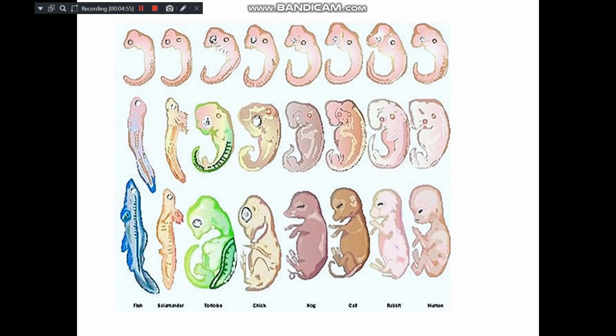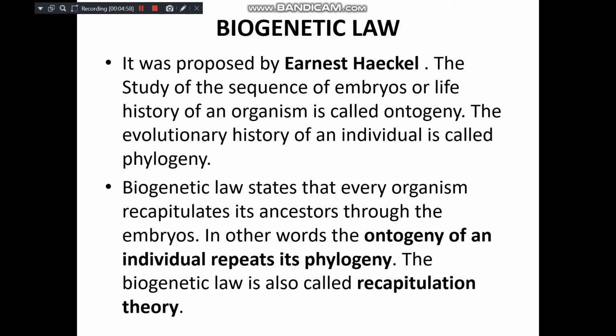There's one biogenetic law that is proposed by Ernst Haeckel. After studying the sequence of embryo or the life history of an organism, the study of sequence of embryo or life history of an organism is called ontogeny, and the evolutionary history of the individual is called phylogeny. What he says: ontogeny of an individual repeats its phylogeny.